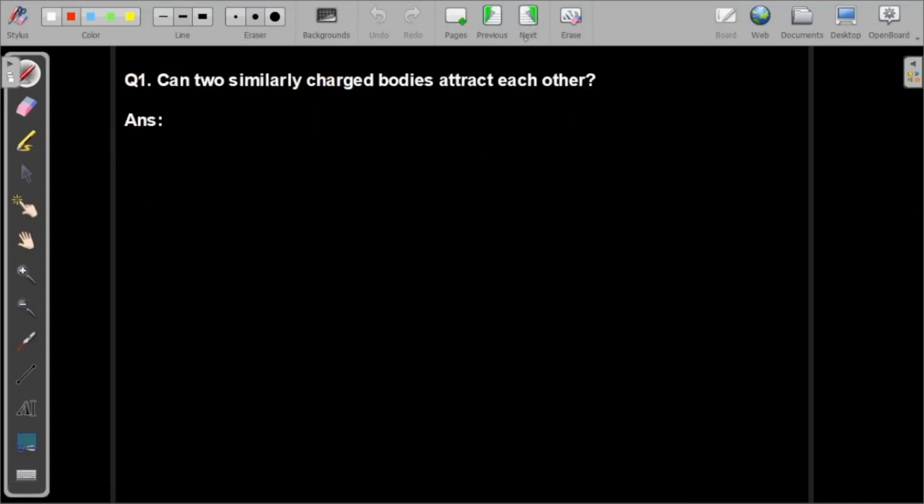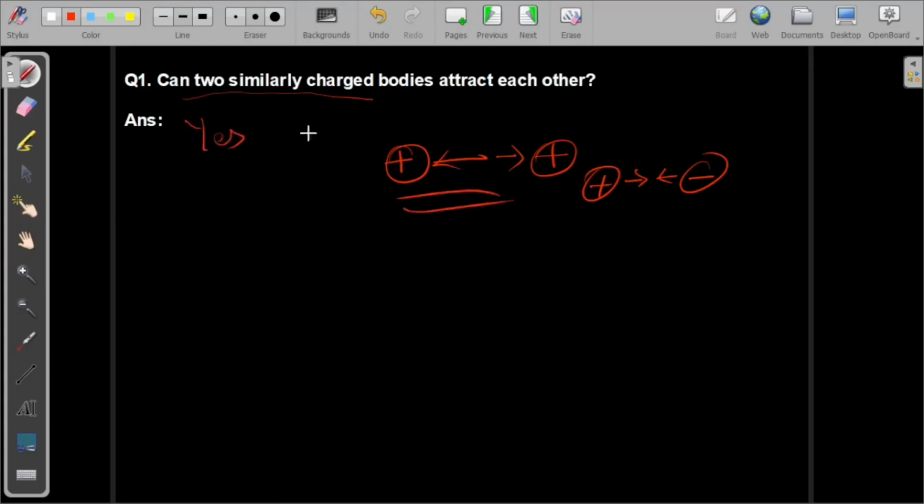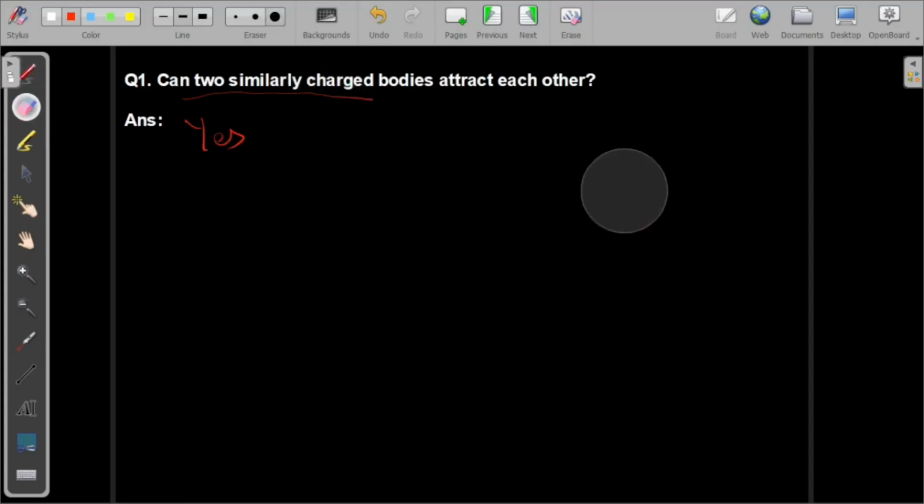Now let's discuss questions. What is written here? Can two similarly charged bodies attract each other? Initially, what did we get? Like charges repel each other, and unlike charges attract each other, right? Here, what is asked? Can two similarly charged bodies attract each other? The answer is yes, although they have the same charges. Why? Every time it is not correct. It should have a special case.